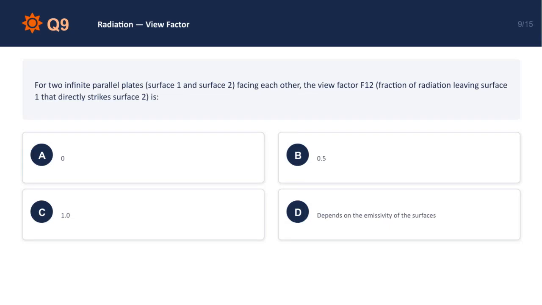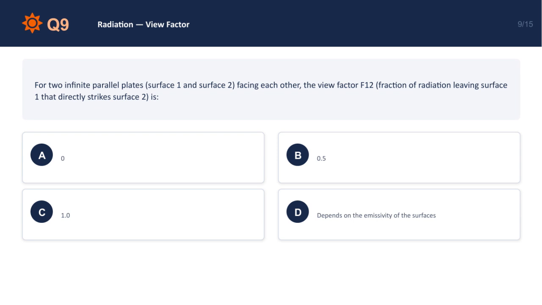Here, we're looking at the concept of view factors in radiation heat transfer, specifically for two infinite parallel plates facing each other. The question asks what fraction of radiation leaving surface 1 directly strikes surface 2, known as the view factor F12. Since the plates are infinite in size, all the radiation leaving surface 1 is intercepted by surface 2. None escapes into the surroundings. This means that the view factor F12 equals 1.0.